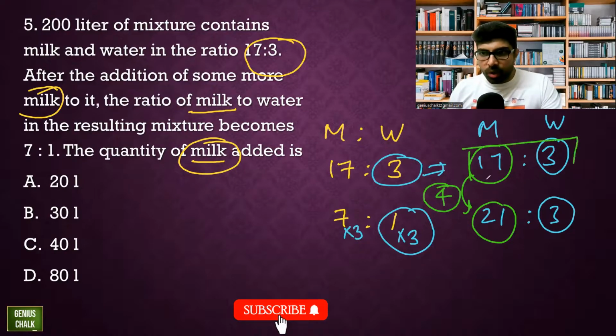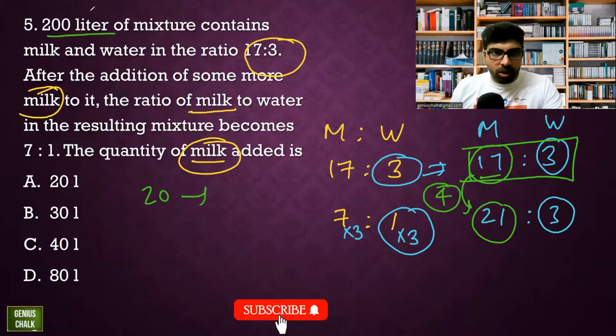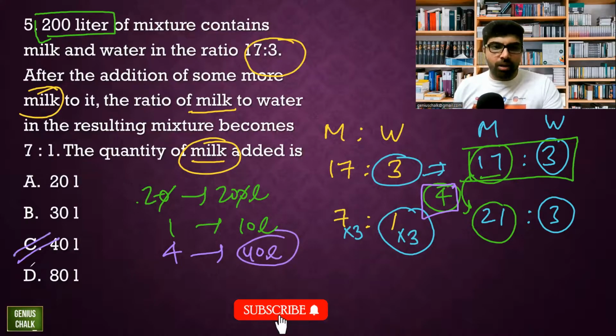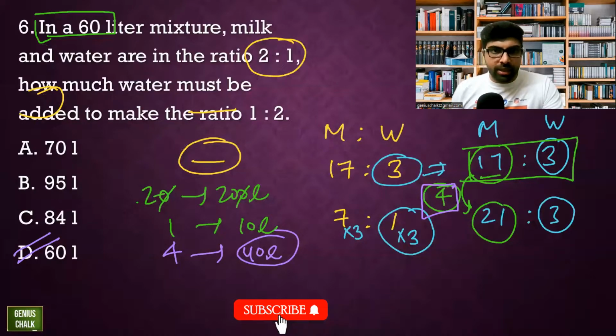So what is the total quantity? 17 plus 3, 20. So 20 is how much? 200 liters. That means 1 is 10 liter. And what is asked? The quantity of milk added. So milk added is how much? 4 units. So 4 units has to be 40 liter. That is option C has to be our answer. Right? Let's go to the next one.